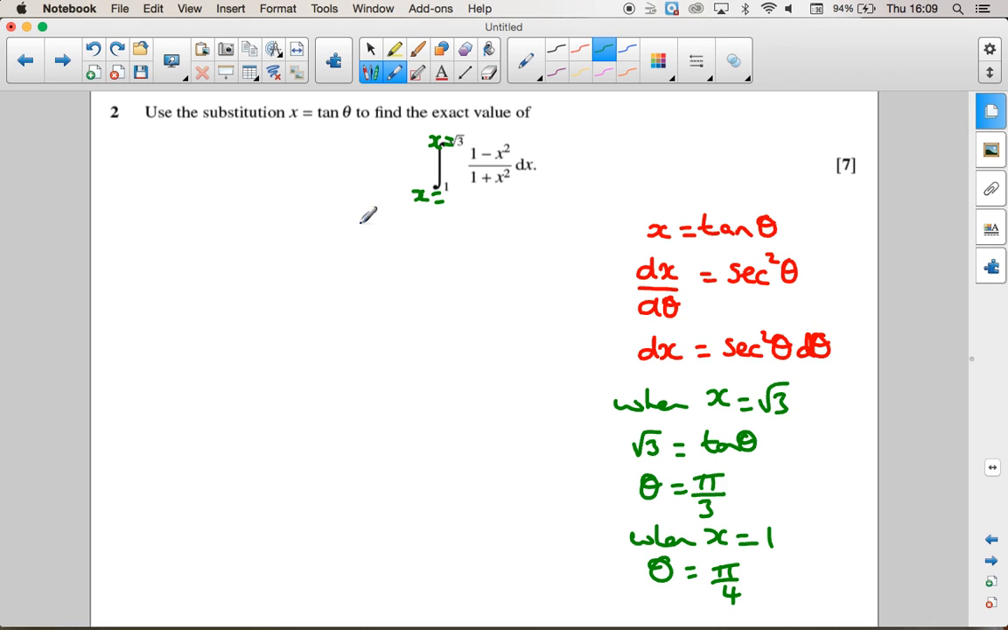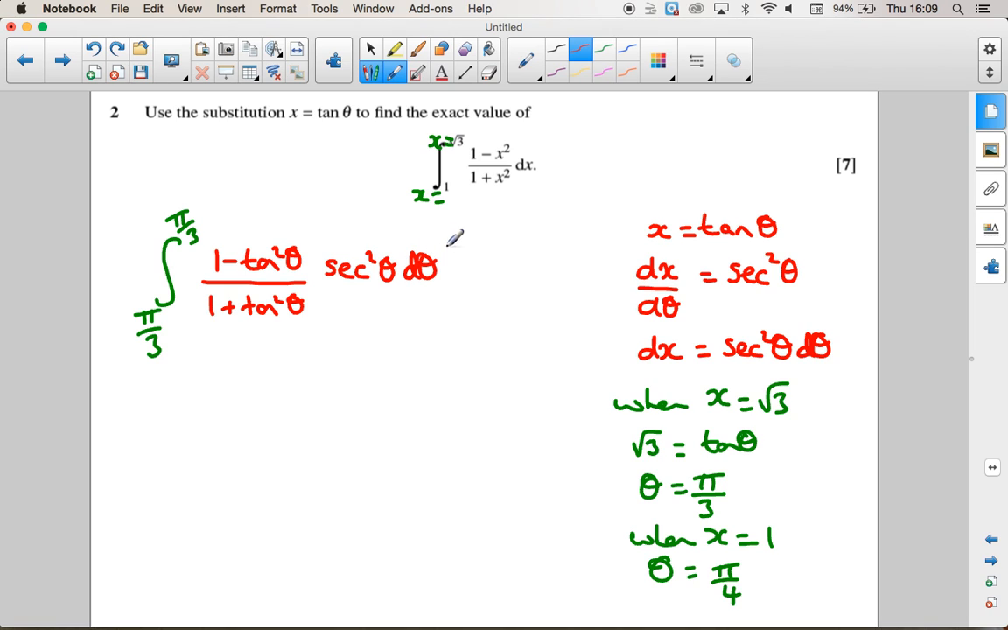So I'm just setting the whole question up at the moment. So we want the integral between pi over 3 and pi over 4 of, what have we got? We've got 1 minus x squared, but that's tan squared. So we've got 1 minus tan squared theta over 1 plus tan squared theta times by dx, but that is sec squared theta d theta. Okay, so that looks an absolute mess. But what can we do?